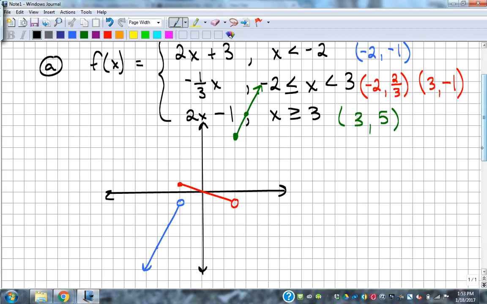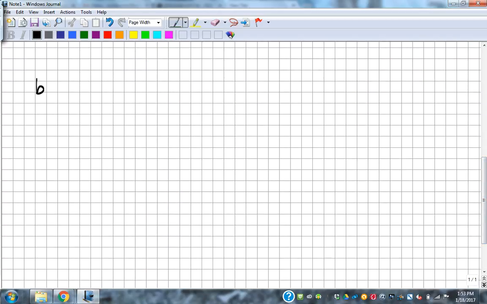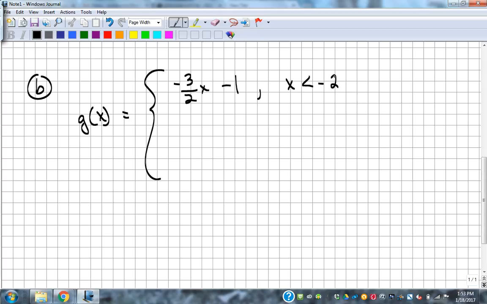One's not enough. Let's do another one. See if we can feel a little better about it. Let's call this one g of x. And let's do negative 3 over 2 x minus 1, x is less than negative 2. And then let's do x plus 1 from negative 2 less than or equal to x less than or equal to 1. And then 3, x is greater than 1. All this stuff will be given to you for you to graph with, okay? You won't have to come up with any of that stuff.